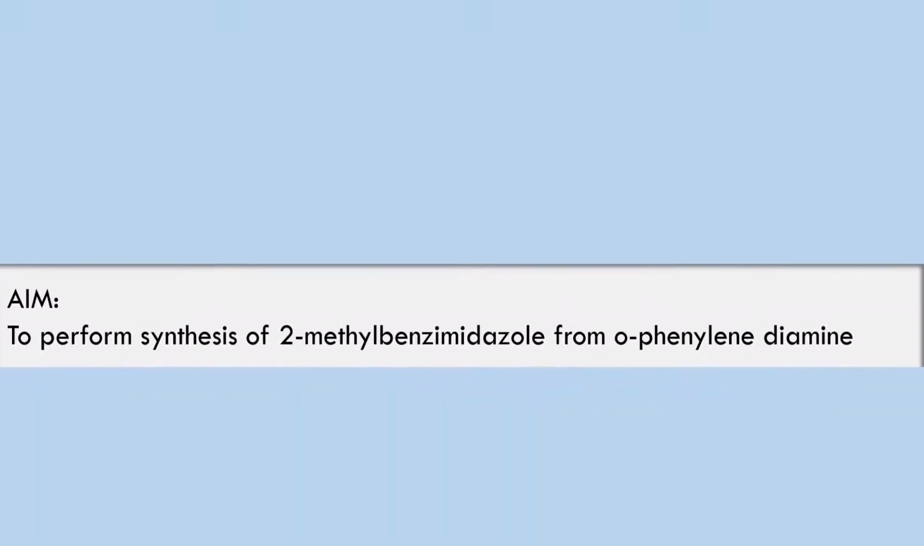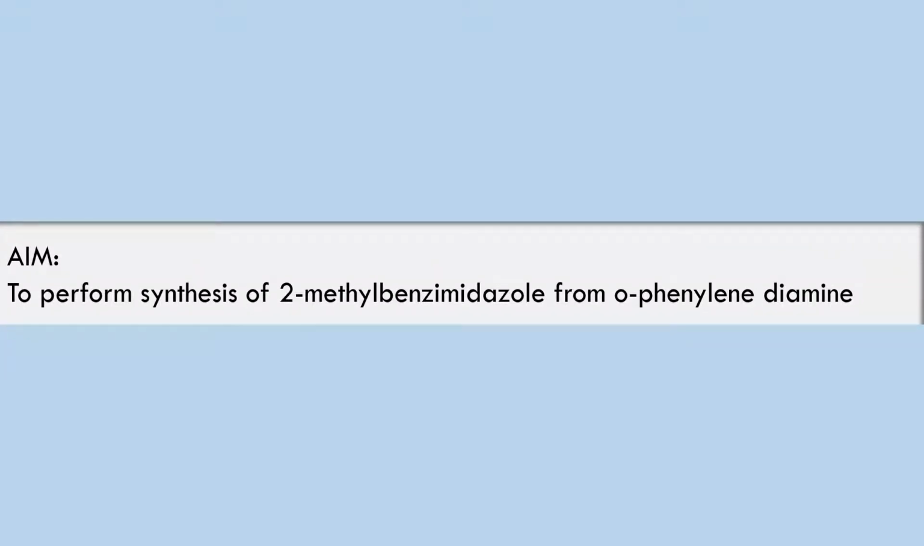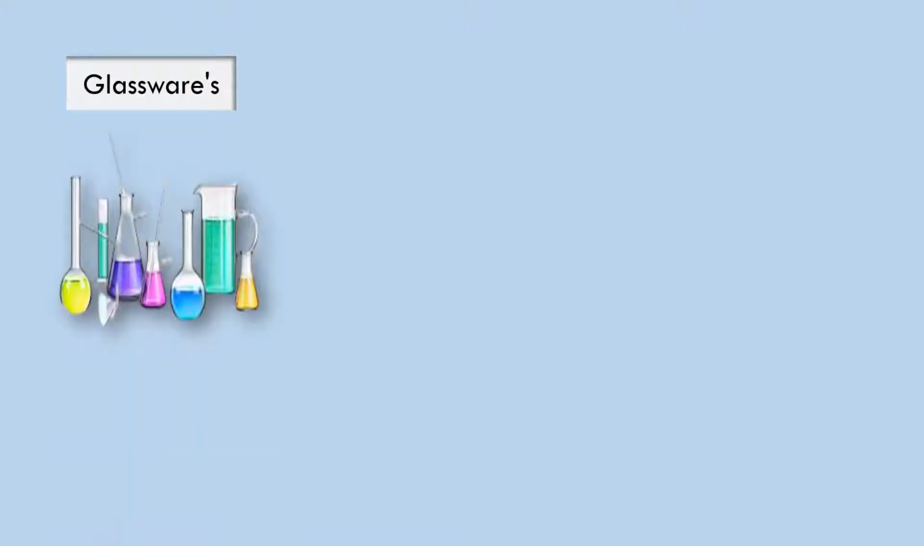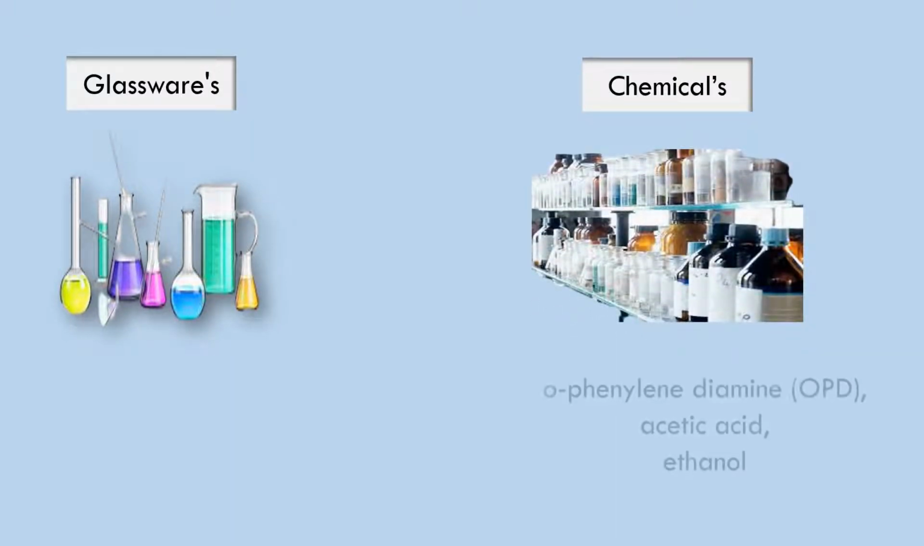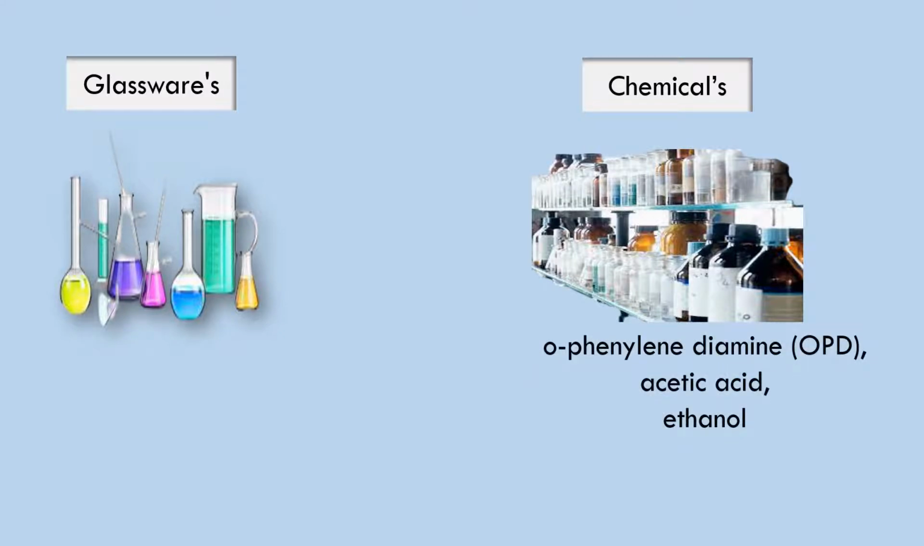To perform the synthesis of 2-methylbenzimidazole from orthophenylene diamine, that is what we call OPD, this is the aim of this experiment. For performing this experiment, we need the following glassware as well as chemicals, that is orthophenylene diamine, acetic acid, ethanol, etc.